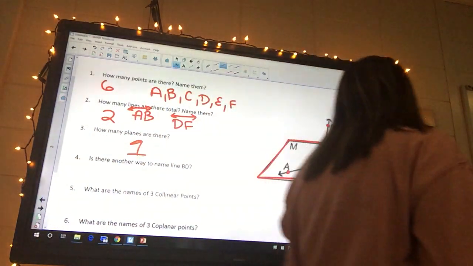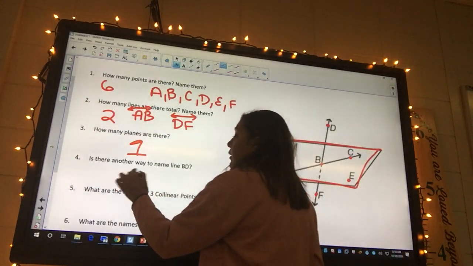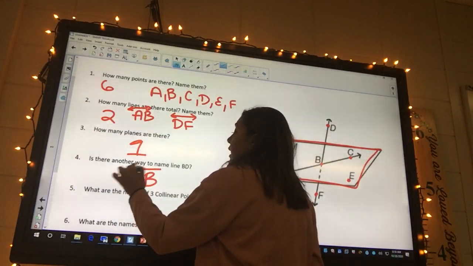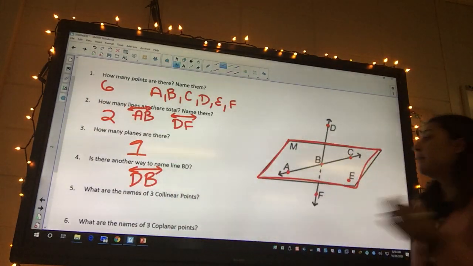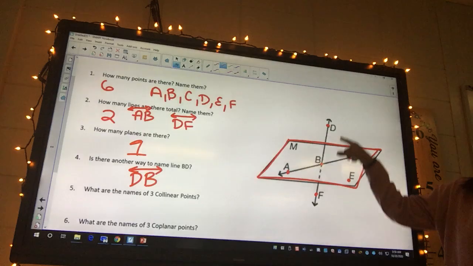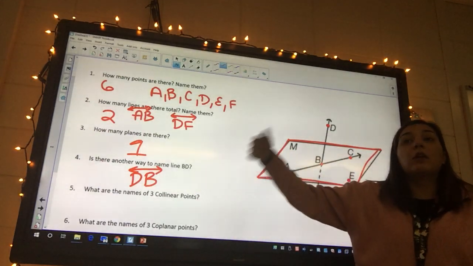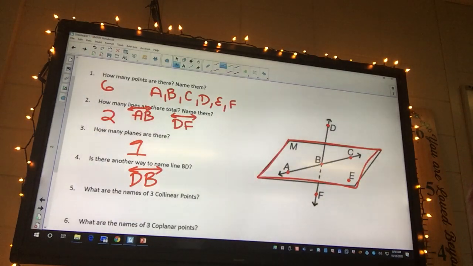Is there another way to name the line BD? DB. That's not our only option though, but that's the most feasible. And it's really this line. So you could even take your answer from number 2 and still put it there, because it's the same line. But if you want to just flip flop the letters around, you totally can.